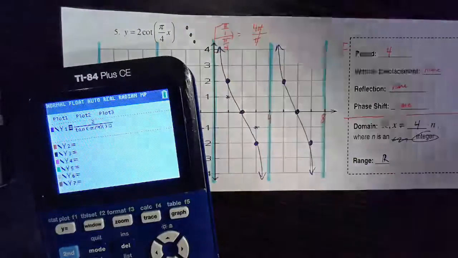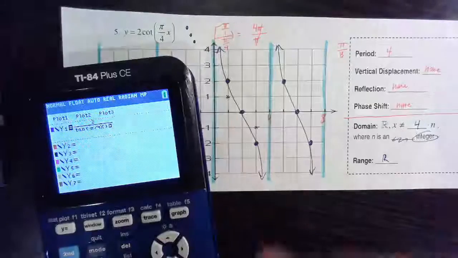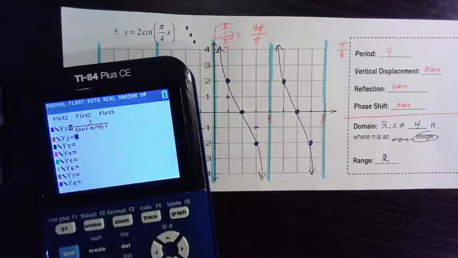Well, anywho, that's what it would look like, and then you just graph it. Make sure your window setting's right.